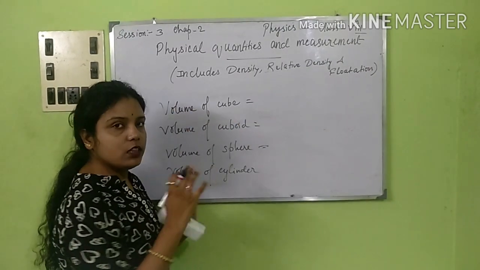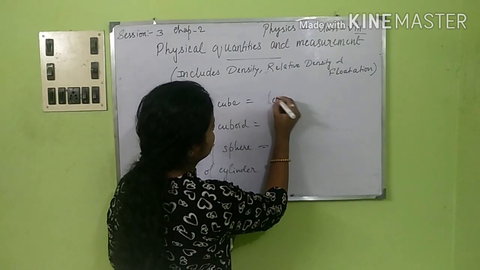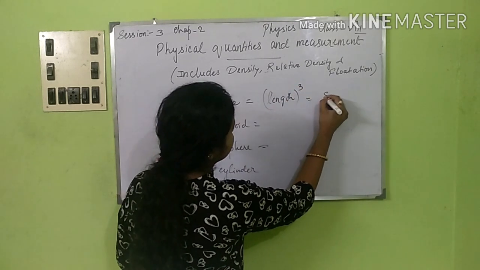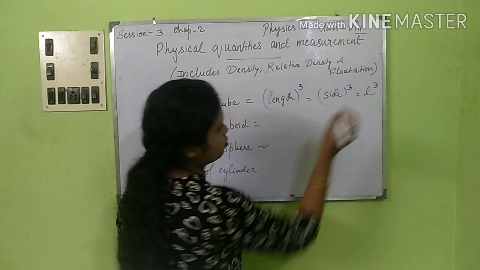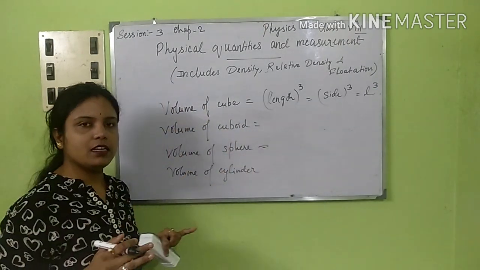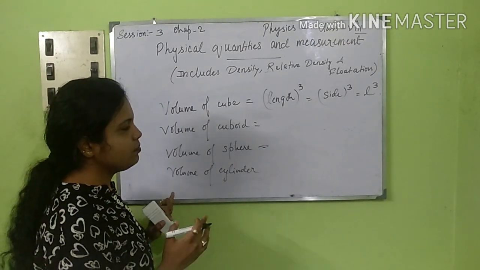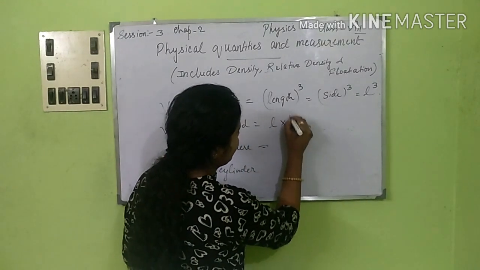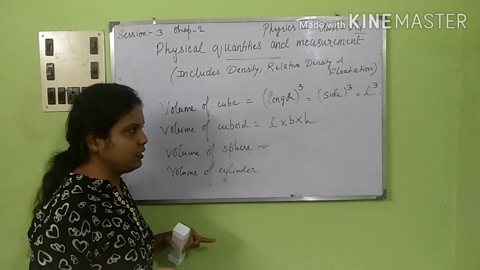Cube means all the sides will be equal. So we can write easily, that is length cube, or we can also write side cube. That means let it be L cube. Next, cuboid. Cuboid is like a 3D of a rectangle. So it has length, breadth and height. So the formula comes to L into B into H. Length into breadth into height.